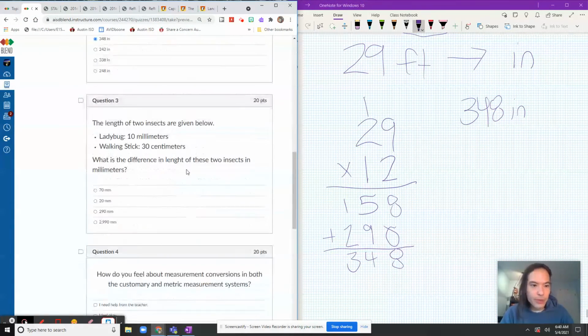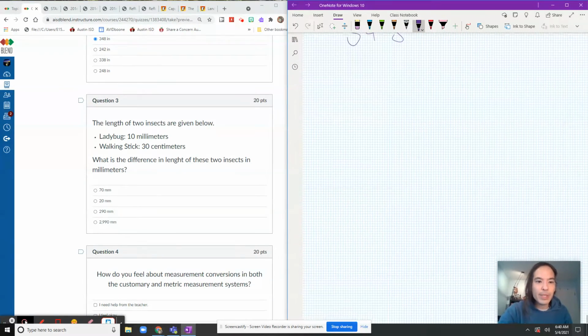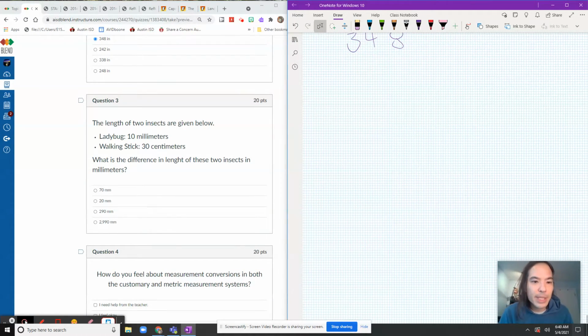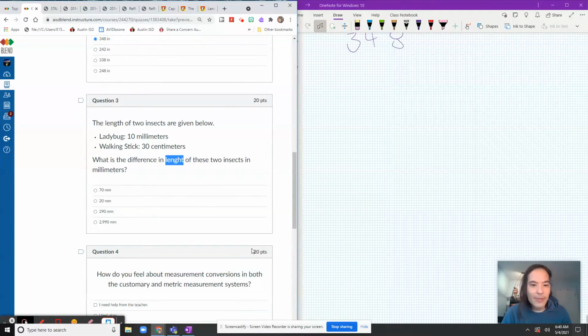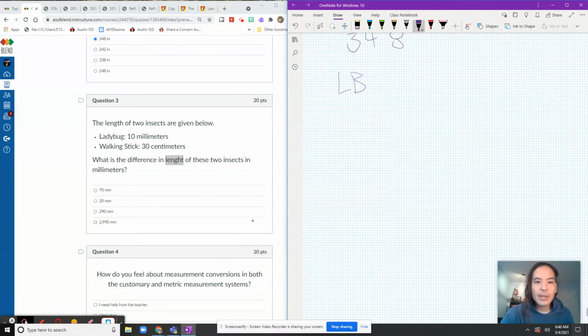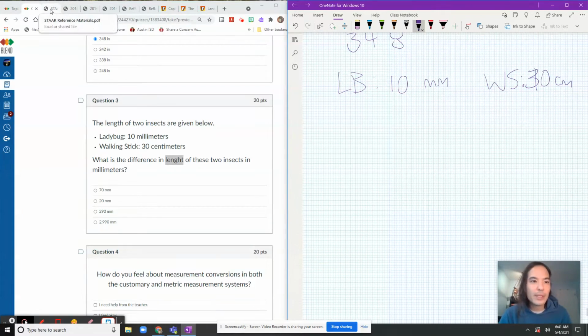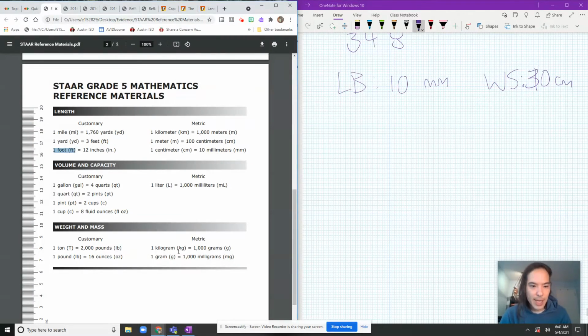All right. Question 3. The length of 2 insects are given below. A ladybug is 10 millimeters. A walking stick is 30 centimeters. What is the difference in length, typo number 2, of these 2 insects in millimeters? They got millimeters right at least. Okay, so we already have our ladybug in millimeters, 10 millimeters. Our walking stick is not in millimeters. That says 30 centimeters. So let's remember, meter means metric. So let's look on our metric side.